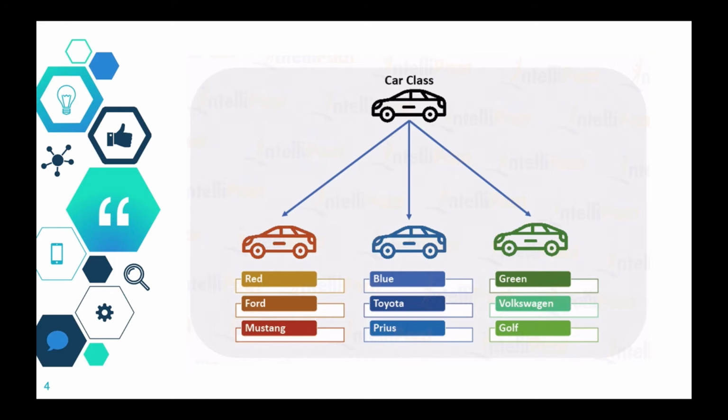So here we have created 3 objects. The first is a Ford Mustang of red color, the second is a blue Toyota Prius, and the third one is a green Volkswagen Golf. Now, in this case, we can think of one problem statement, that is counting the number of objects that have been created. Suppose I want to know all of the cars which are created using this car class. How would I do that?